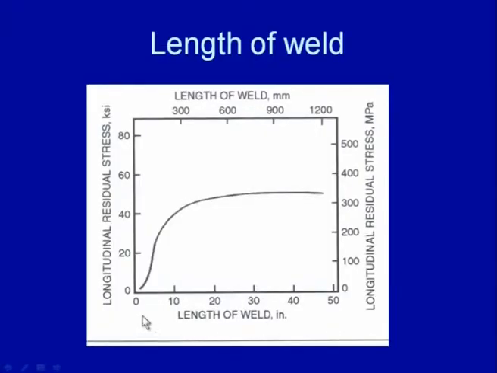So, this is the variation in the longitudinal residual stresses as a function of the length of the weld. The magnitude of the maximum residual stresses in the longitudinal direction increases continuously with the increase in the length of the weld, and it becomes constant after about 450 mm length of the weld or so.